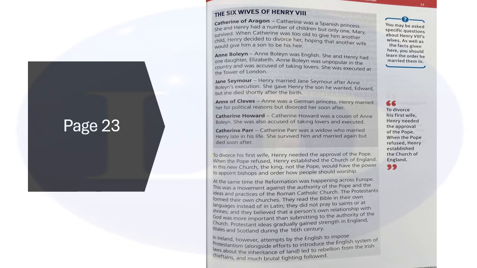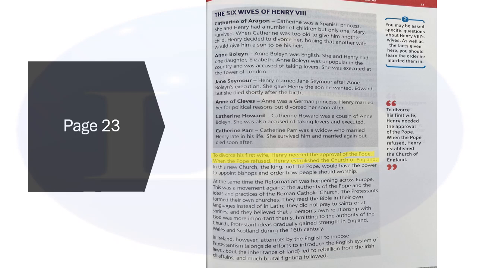Okay, we will come back to his 6 wives, but first of all, obviously, read the story as it continues. To divorce his first wife, Henry needed the approval of the Pope. So from the last page, when we said he broke away from the Church of Rome, which means the Catholic Church. So why did he break it? What was the reason behind that? He wanted to divorce his first wife. Henry needed the approval of the Pope, who was the head of the Catholic Church, the Roman Church. When the Pope refused, Henry established the Church of England. Okay, this is important. The question is, who established the Church of England? So the answer would be Henry VIII.